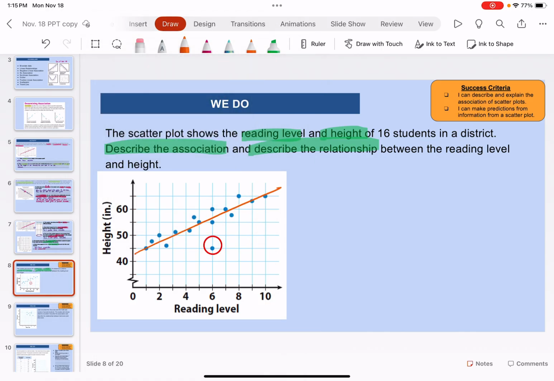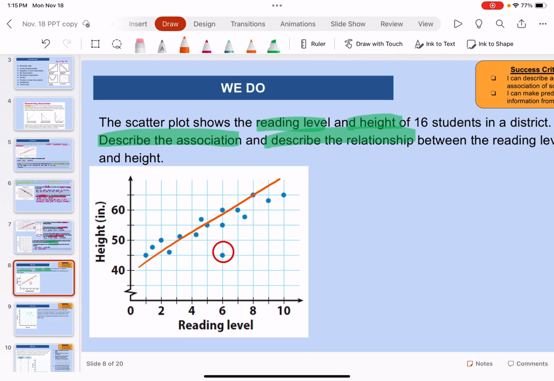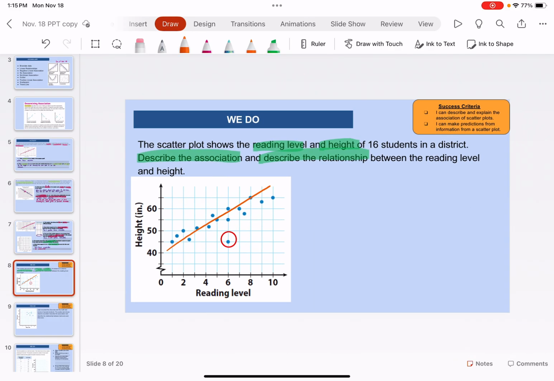Okay, let's check the line. We have 2, 4, 6, 7 above, 2, 3. So that is not a good line. Let's try again. 1, 2, 3, 4, 5, 6 above, 2, 4, 6, 7 below. Okay, so I mean, this is a little bit better. Not the best. Remember that this point right here is called the outlier.